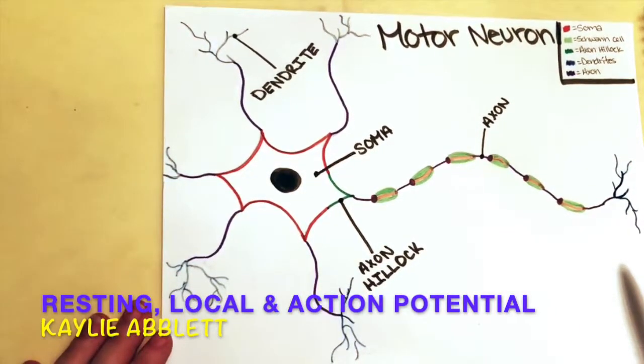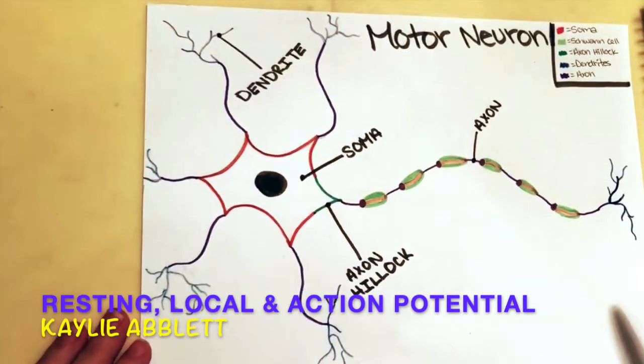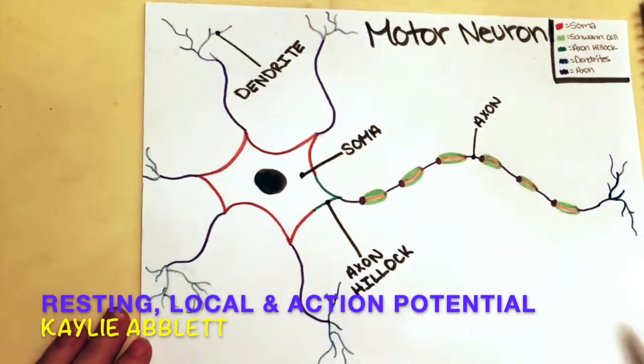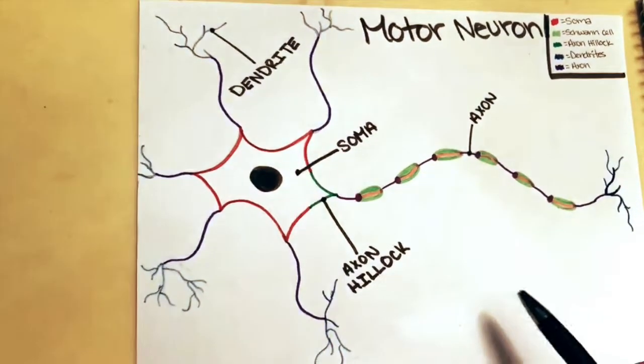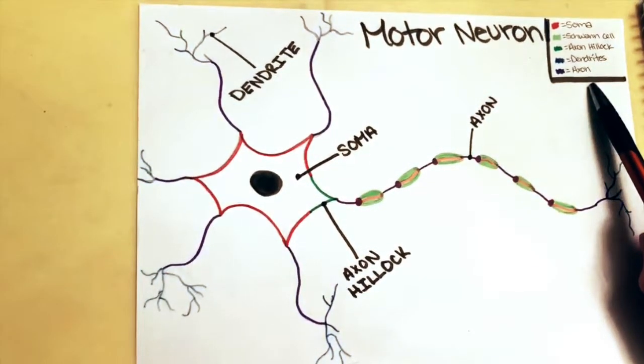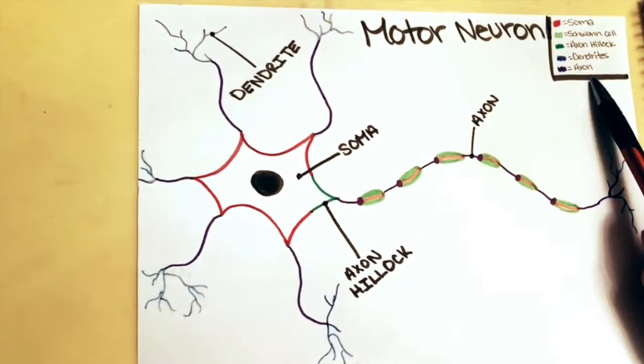Today, we will be looking at resting, local, and action potential, or how a neuron receives and sends a signal. This is a motor neuron. In the corner, I have a key to help identify the parts of a neuron and what is happening.